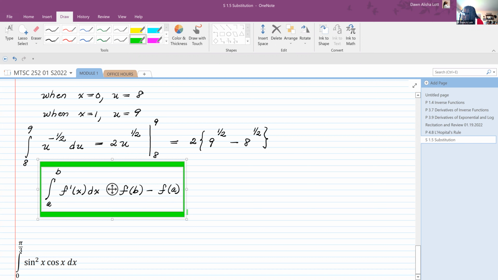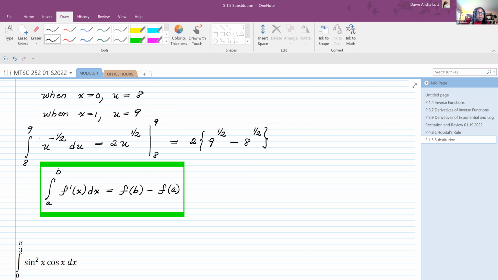And I used the fundamental theorem of calculus. If I integrate the derivative of a function, evaluate it from a to b, I just get f of b minus f of a. So when I integrated from 8 to 9 of u to the 1/2 du, I got 2u to the 1/2, since negative 1/2 plus 1 gives me 1/2, and dividing by 1/2 gives me a 2, evaluated from 8 to 9. So that's the fundamental theorem of calculus.